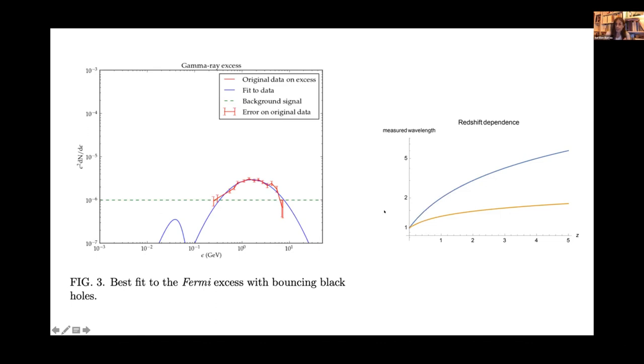And it can be distinguished from other signals once again, because the redshift dependence is very specific. Whatever your alternative favorite explanations, either decaying supersymmetric particles or astrophysical pulsars or whatever, they will follow the blue curve and we will follow the yellow curve. So there is a clear difference.